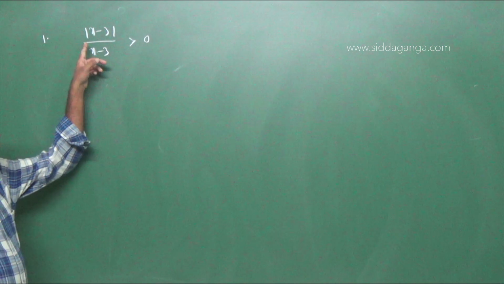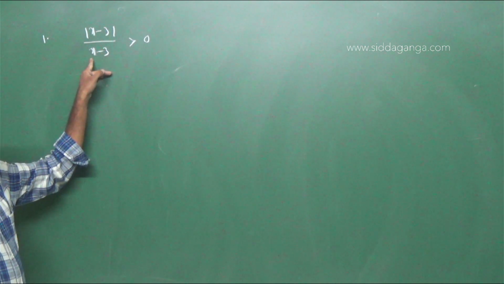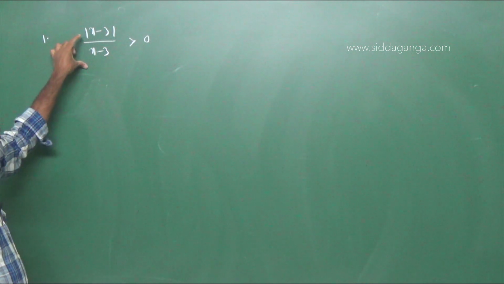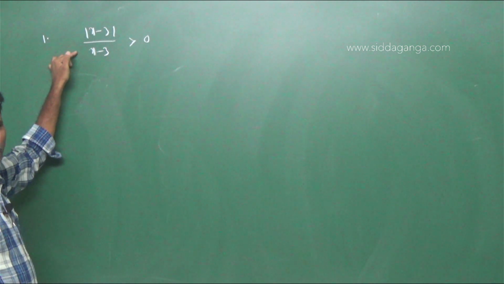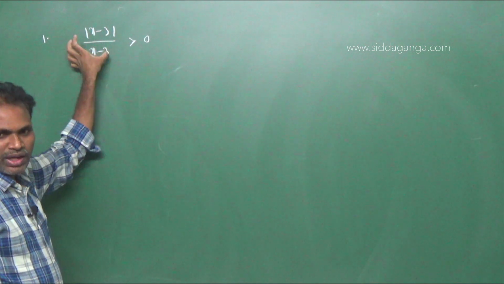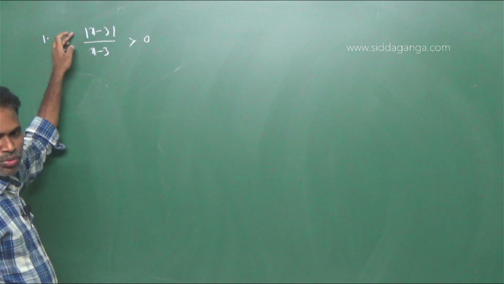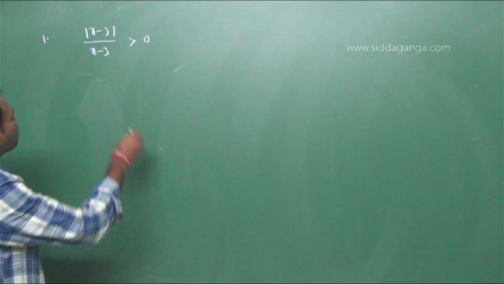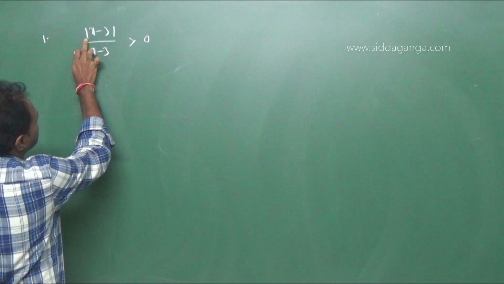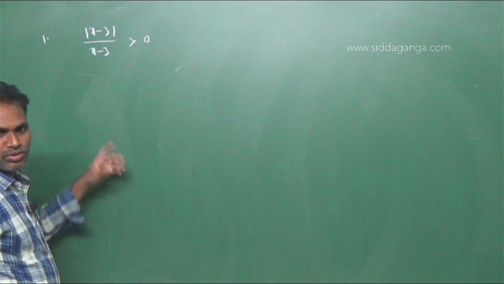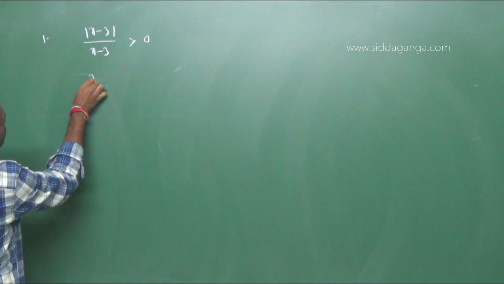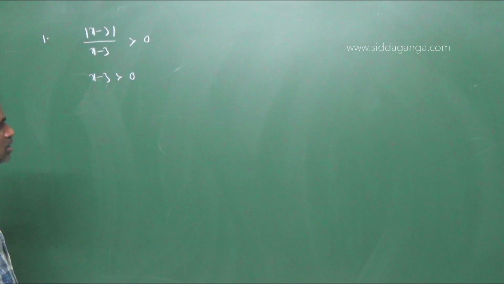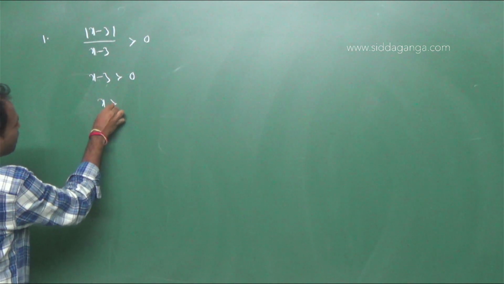Now, given the fraction |x - 3| / (x - 3) > 0, it means if both numerator and denominator are positive, then this fraction is positive. If both numerator and denominator are negative, then this fraction is also positive. Clearly, the numerator |x - 3| is positive, therefore the denominator should also be positive. Therefore, x - 3 > 0 implies x > 3.